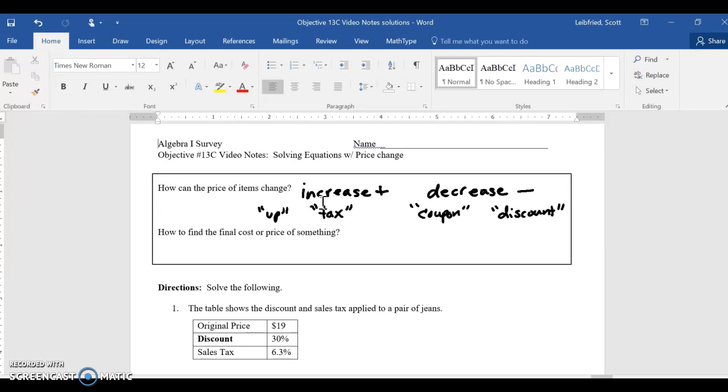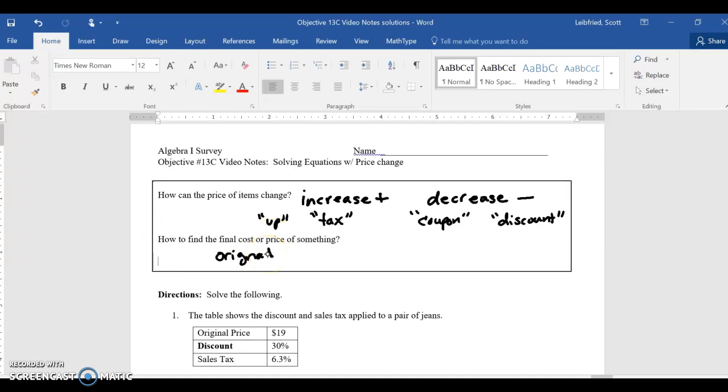So how do we find the final cost or price of something? Well, we take the original price and we have to add or subtract the increase or the decrease. And then what we must do is add on the tax. And that will equal our final price or our total.